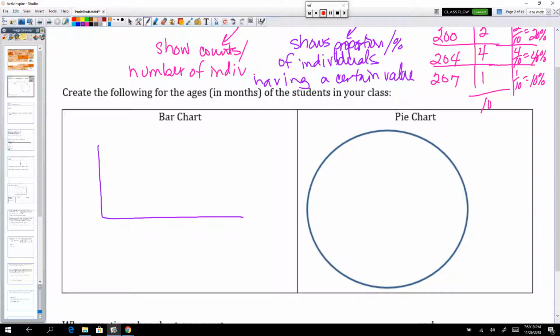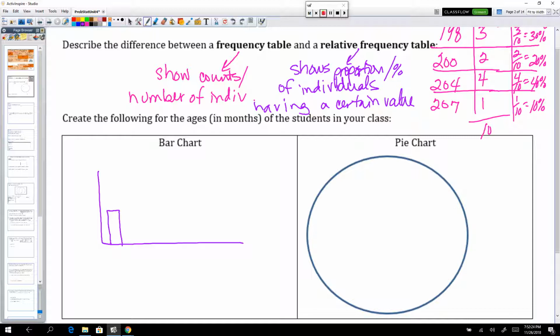Okay, so bar chart, you may have your 198. Let's see, how many people did we have? 198, 3. So 1, 2, 3. So that's how many people are 198 months old. And you have 200 months old here, and that's only 2 people. And you have 204 months old. That was 4 people. That goes up there, 204 months old. And then your 207, you've only got 1. And we have spaces in there, and it means something, or it's supposed to have spaces in between, unlike a histogram.